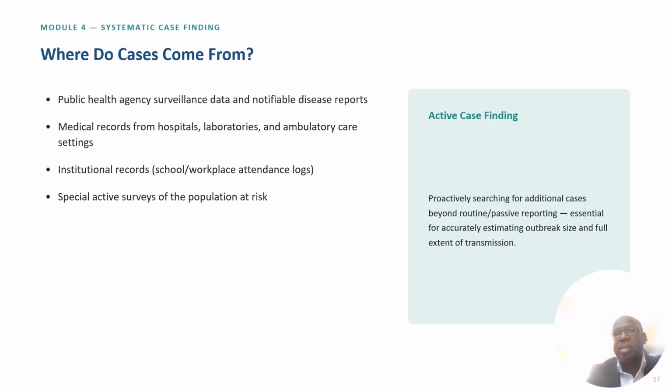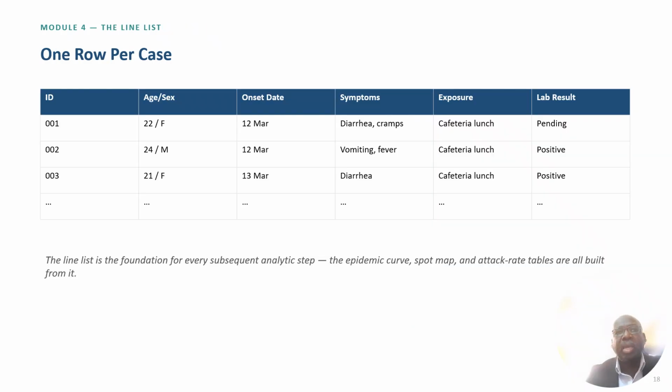Active case finding means investigators should go out and figure out the cases. It is proactively searching for additional cases beyond the routine passive reporting. We are not going to sit in the office waiting for the cases to be announced.